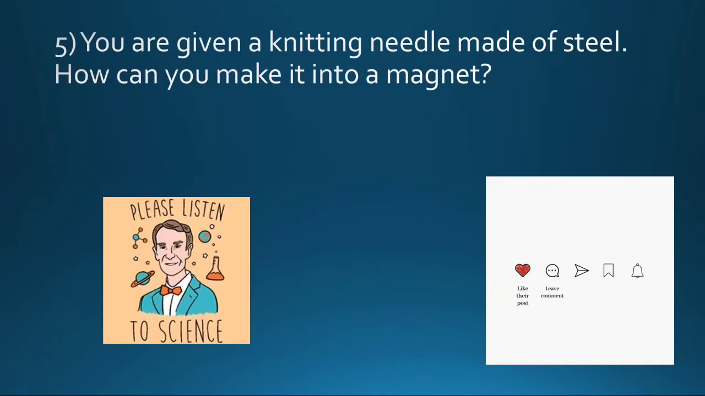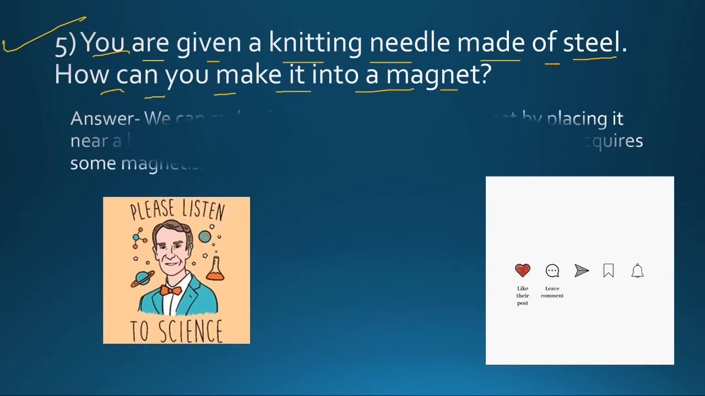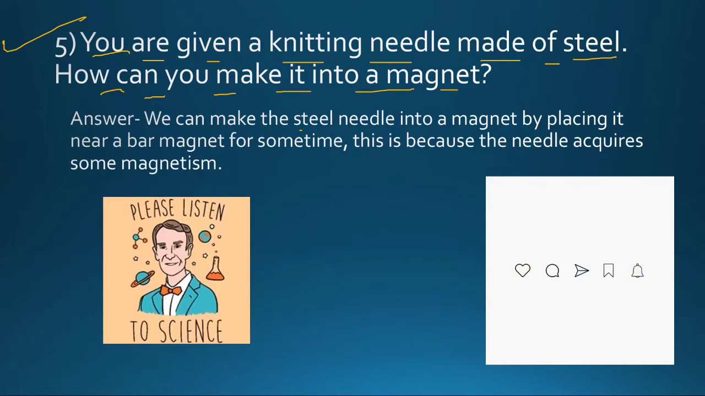Question number 5. You are given a knitting needle made up of steel. How can you make it into a magnet? Answer. We can make the steel needle into a magnet by placing it near a bar magnet for some time. This is because the needle acquires some magnetism.